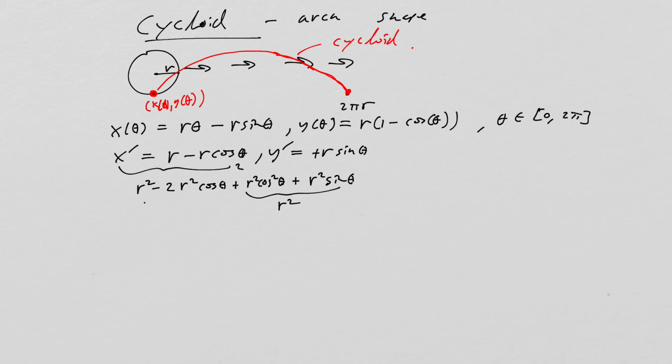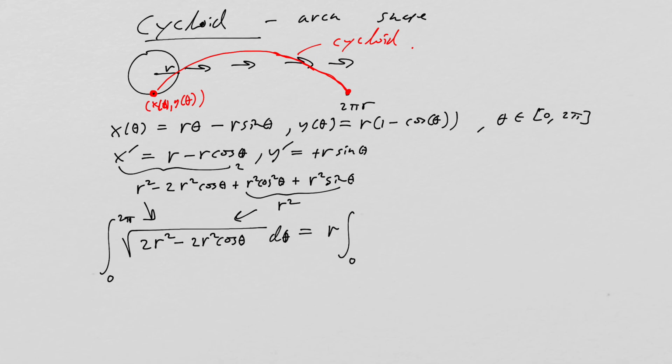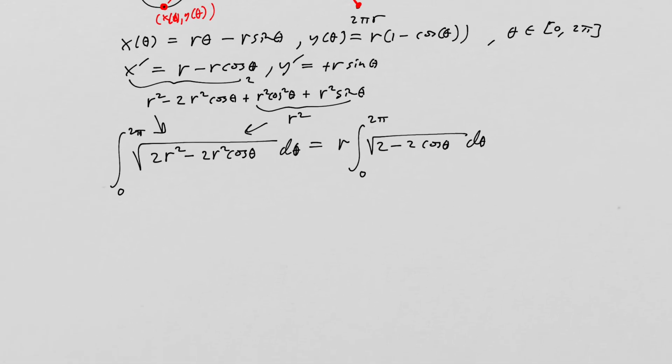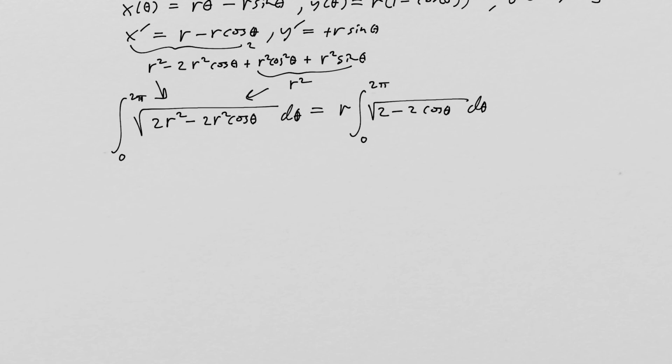So we put it all together. All of that together, we get 2r squared minus 2r squared cosine theta. We take the square root of that, and then we're integrating from 0 to 2 pi d theta. Of course, we can pull out an r from everything, from the square root. And then we get the root 2 minus 2 cosine theta, d theta. All right, so at this point, we're going to have to do a trig identity.